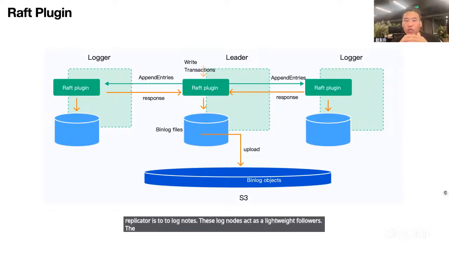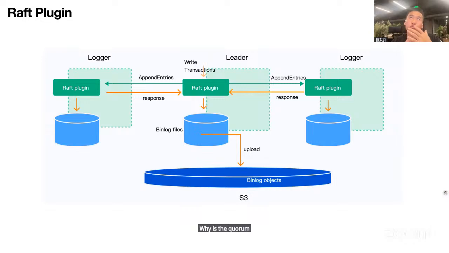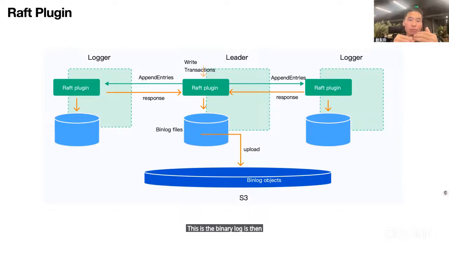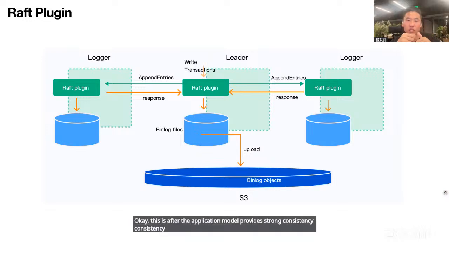The main job is to receive, persist and acknowledge binary log entries as quickly as possible. Once a quorum, typically 2 out of 3, has acknowledged the binary log writes, the transaction is considered durable and committed. The binary log is then asynchronously uploaded to S3, ensuring long-term durability. This Raft replication model provides strong consistency and fault tolerance.